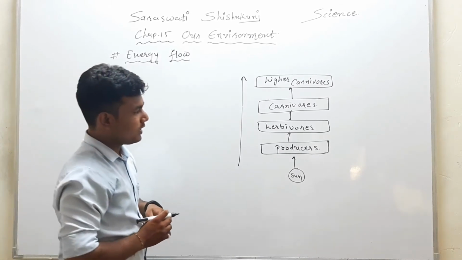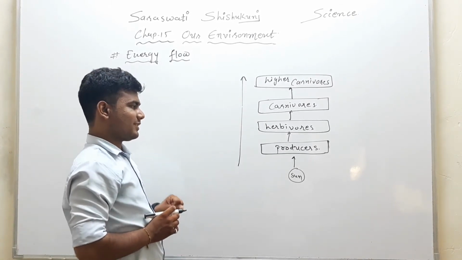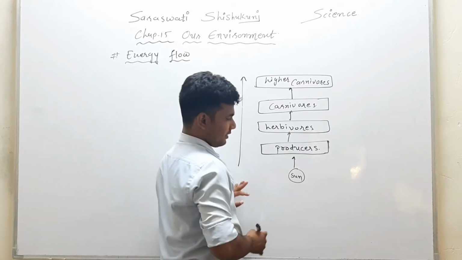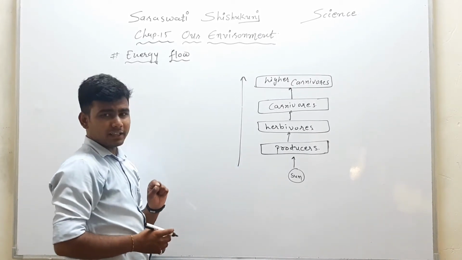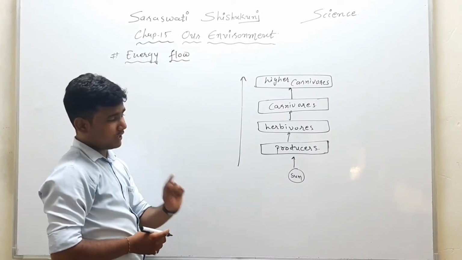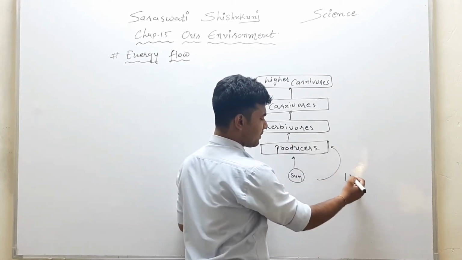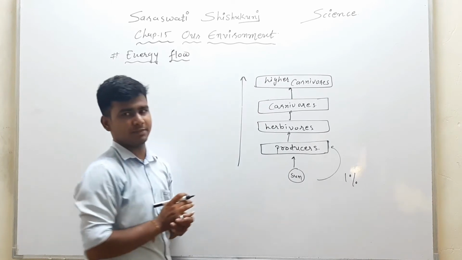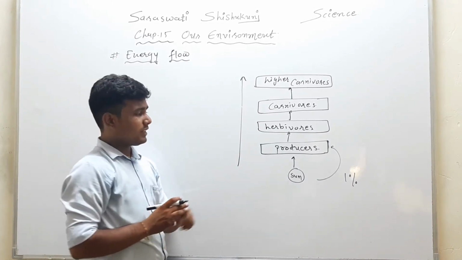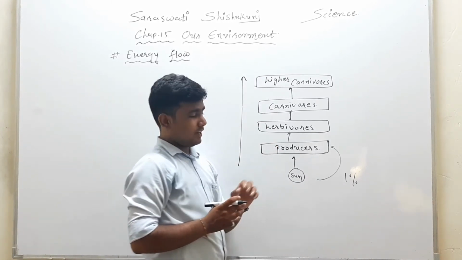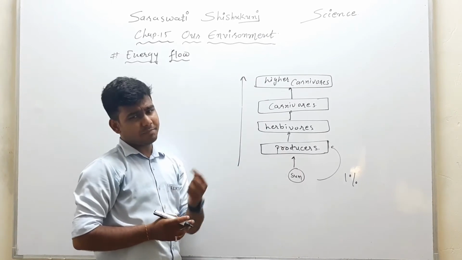Now let's understand this: from the sun, only 1% of solar energy is utilized by producers. Only 1% of solar energy is utilized by producers. Now the energy which is utilized by these producers, that's only 1%.